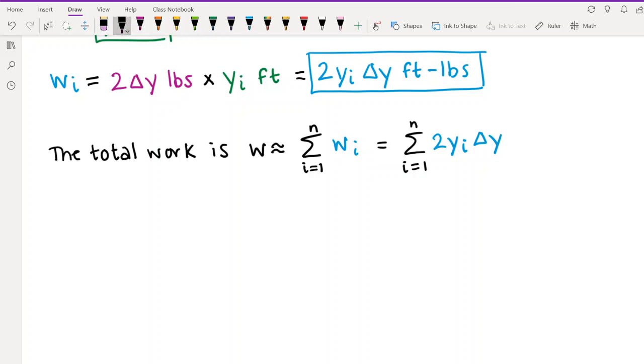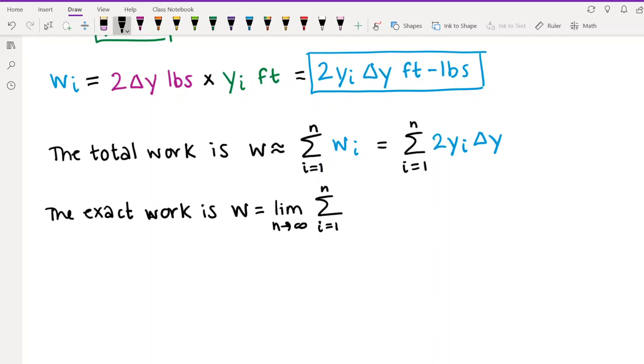And so how can we find the exact work? Well, we want to take a limit, right? So we want to take the limit as n approaches infinity of the sum from 1 to n of 2 times yi times delta y. And as we've seen in a few different contexts now, when you take the limit of a sum, it becomes an integral. So it's going to be an integral from a to b, and we'll talk about in a little bit where those bounds come from. And then the 2 times yi is just going to become 2y. So in general, when you're turning a sum into an integral, anything like a yi just becomes y, or xi becomes x.